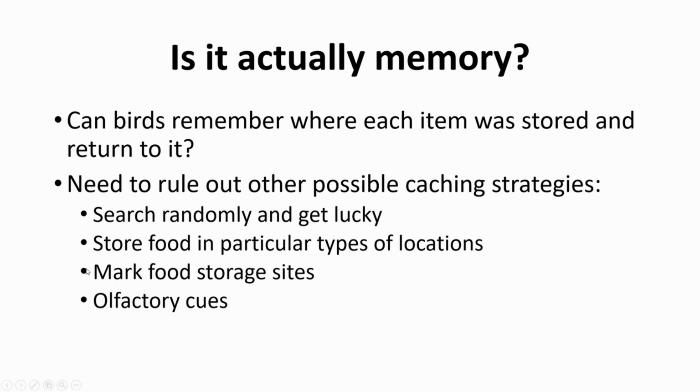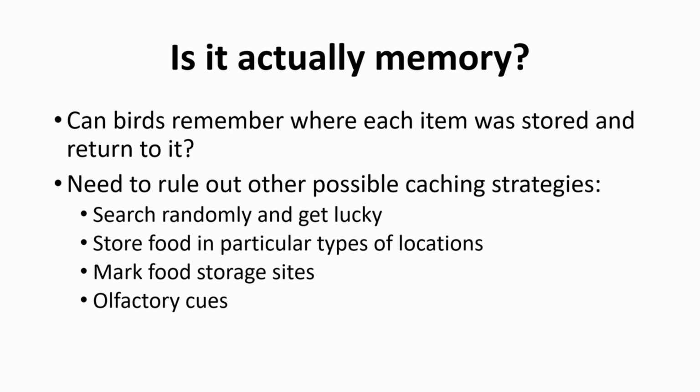The next potential possibility is that they somehow mark the food storage sites. Maybe they leave some kind of visual or olfactory cue that they can then use to find those caches later on. And then the last proposed option is that there are olfactory cues. So maybe the birds can smell the food that they've hidden, and they use that to find it. Now, each of these possible strategies doesn't require the use of memory, and is sort of simpler as an explanation, which would go along with our whole parsimony idea where the simplest explanation is usually the best.